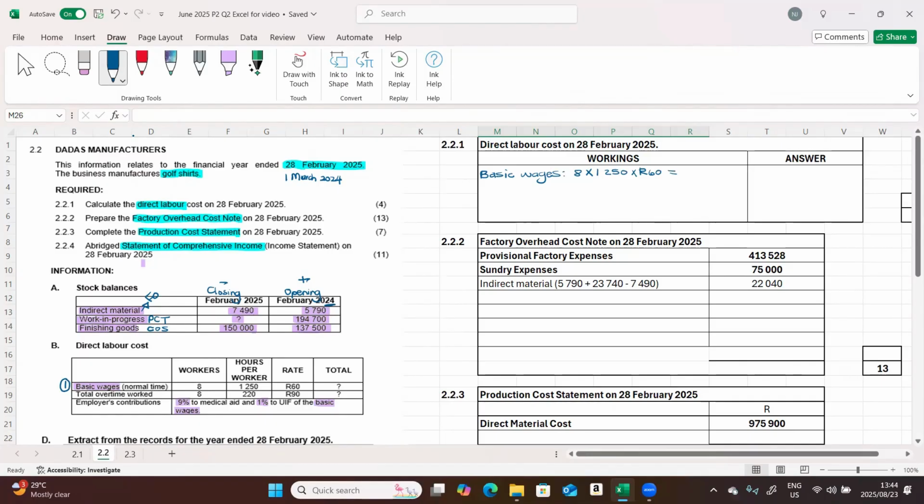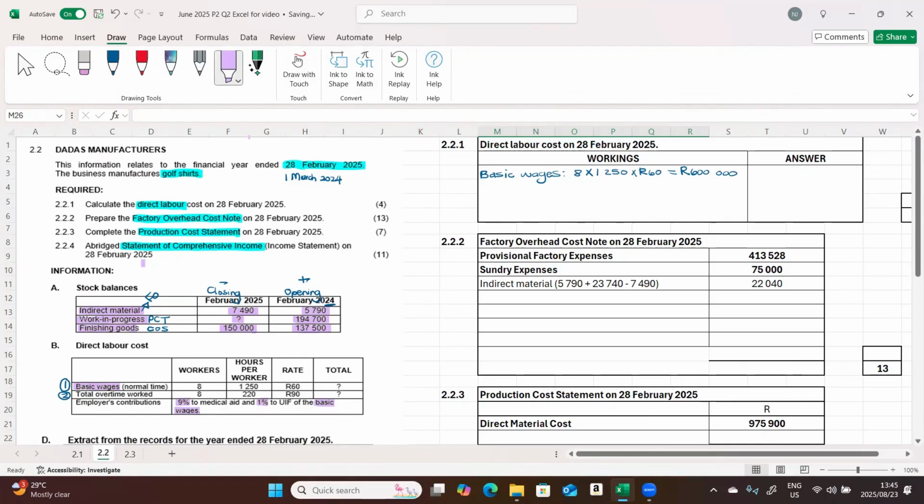Let's quickly calculate that together. So it's 8 times 1250 times 60. That will give you 600,000 Rand, right? So the basic wages, guys, is 600,000 Rand. Nice and easy. Then we go to the second portion of our direct labor cost, which is the overtime. Number two, your second separate calculation, is your overtime.